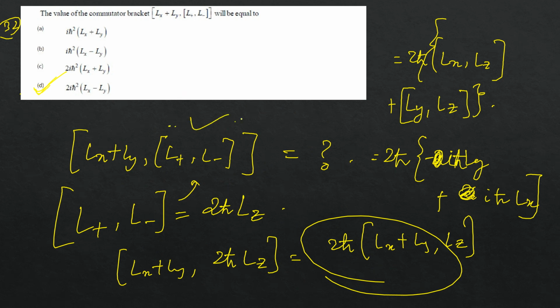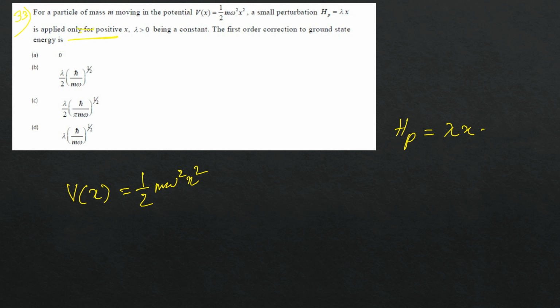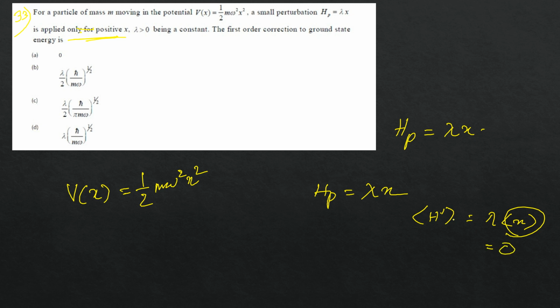Next question, 33. For a particle of mass m moving in the potential V(x) equal to half m omega square x square, a small perturbation Hp equal to lambda x is applied only for positive x. Very important sentence. While I was doing it, I thought Hp is equal to lambda x perturbation, so the expectation value of Hp is the expectation value of x. I thought this is an odd function, so I made it zero.